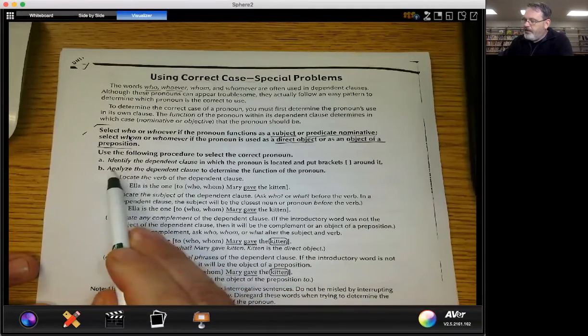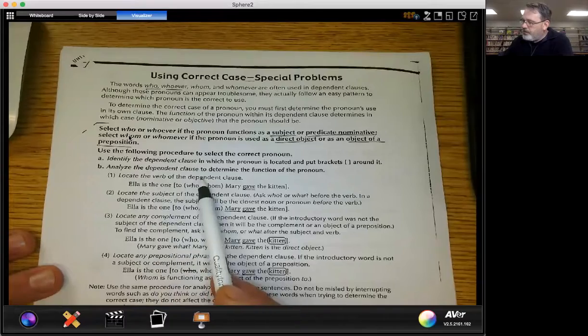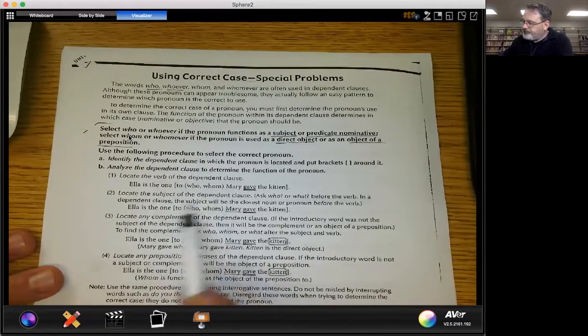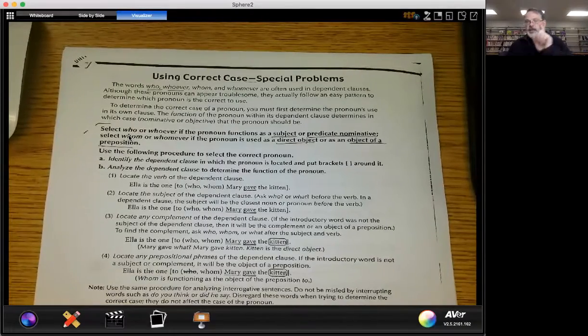And then they've broken analysis of the clause down into these four things. Locate the verb, locate the subject, locate the complement, locate any prepositional phrases. And then you'll know how your pronoun is being used. Okay? Use the same procedure for analyzing interrogative sentences. Do not be misled by interrupting words such as do you think or did he say. Disregard these words when trying to determine the correct case. They do not affect the case of the pronoun. Okay, let's look at the first example.